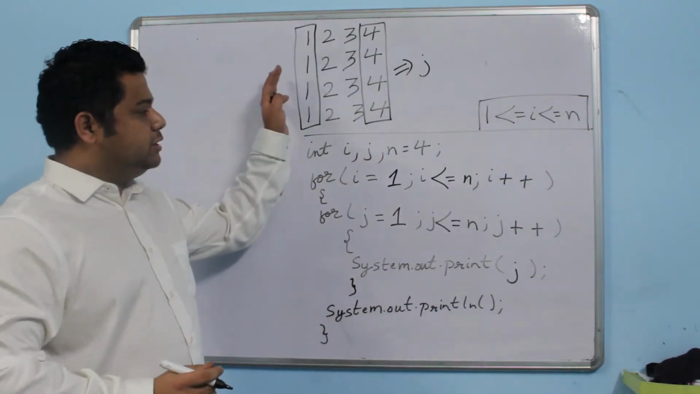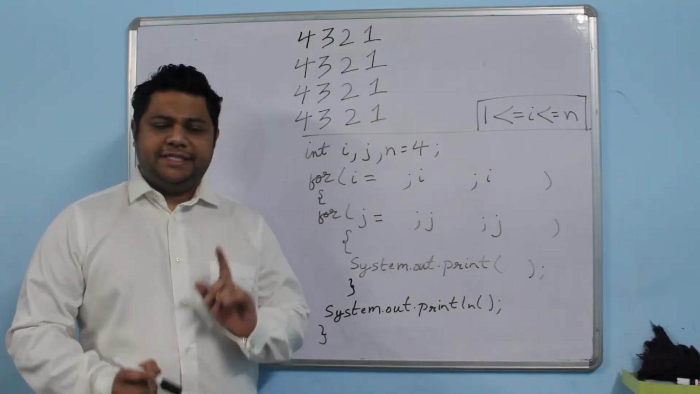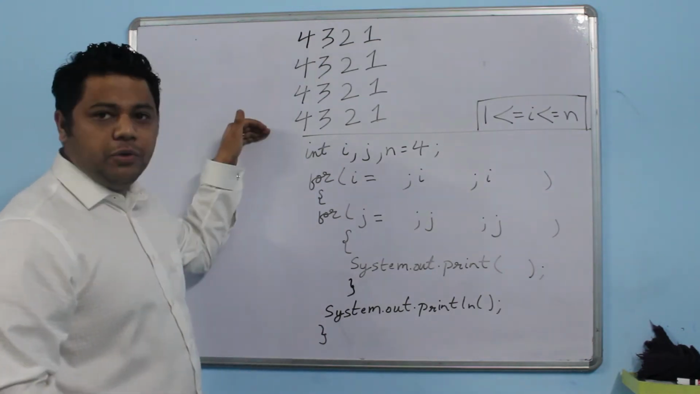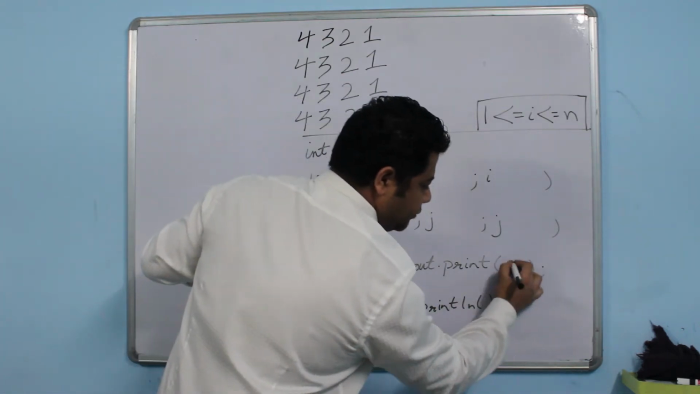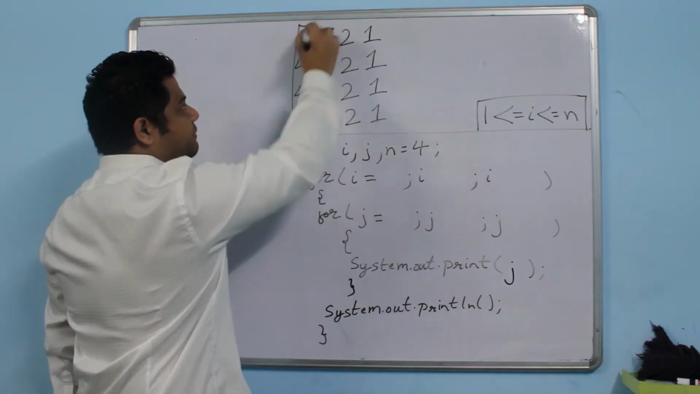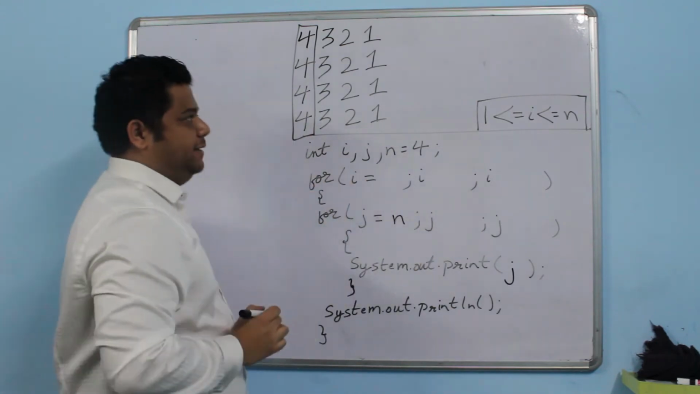So this is how we solve this program. The second pattern over here is quite similar to the first one because the numbers are changing. So we know the display again over here will be J. So what we do, we place J over here. And then we find out the starting point of J. So the starting point of J will be 4, 4, 4, 4, means J will be equal to N.